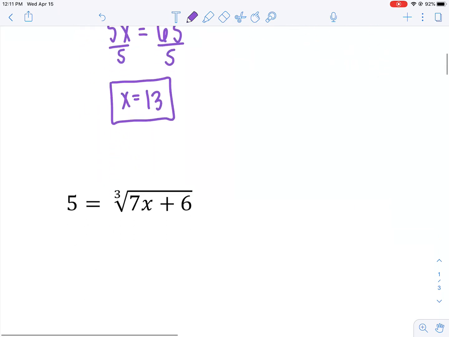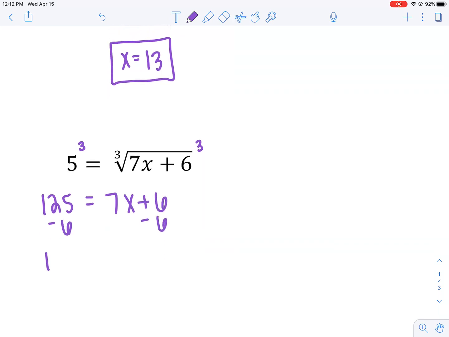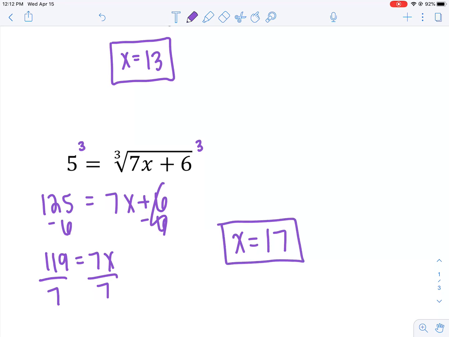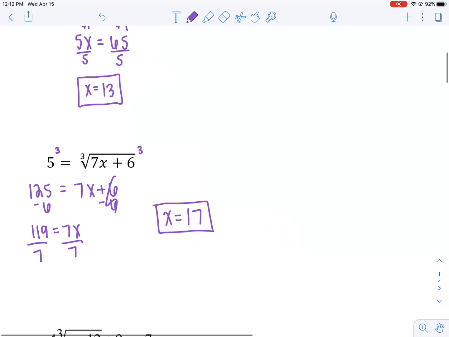On to the next one. Same thing, the radical is already isolated, so I can just go straight in by cubing both sides. 5 times 5 times 5 is 125. If this were a negative 5, then my answer would be negative 125, but it's not, just proving a point. And that equals 7x plus 6. Subtract 6 on both sides. So now I have 119 equals 7x. Then divide both sides by 7. And 119 divided by 7 is 17. So x equals 17. And you could get fractions, negative numbers. You could have all of that in here.